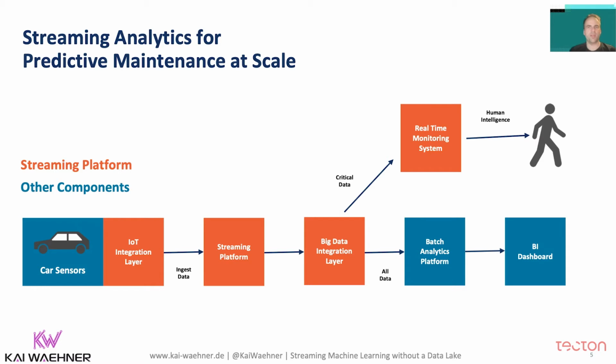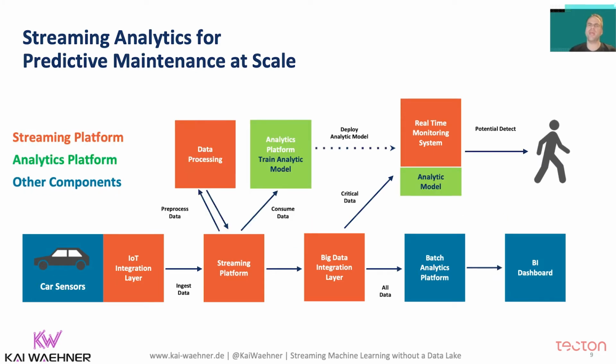These other systems can also be built with the streaming platform, like a real-time monitoring system, or they can be batch analytics platforms, like a data lake, like Spark or something like that. So that's totally up to you and very flexible. But this is how you often build your pipeline from the beginning. And then the good news is to add machine learning to that. It's really not that complex.